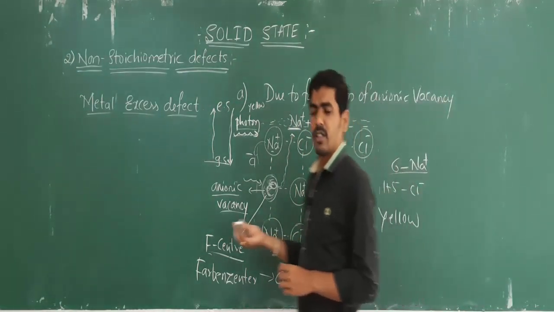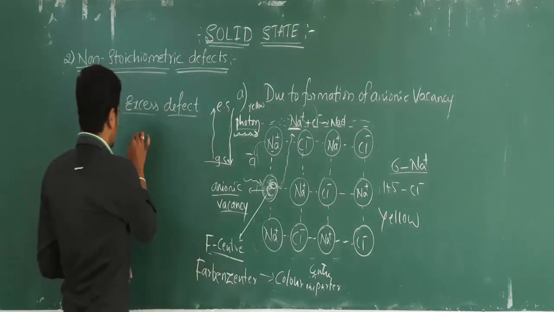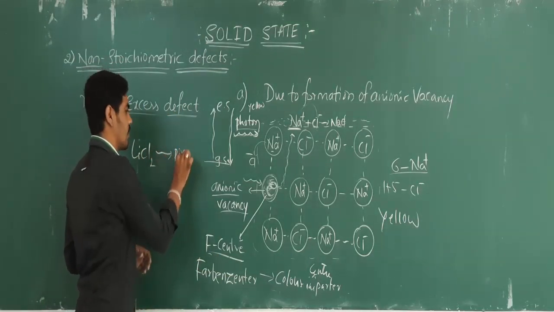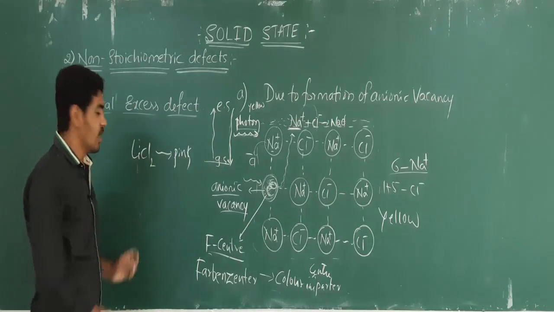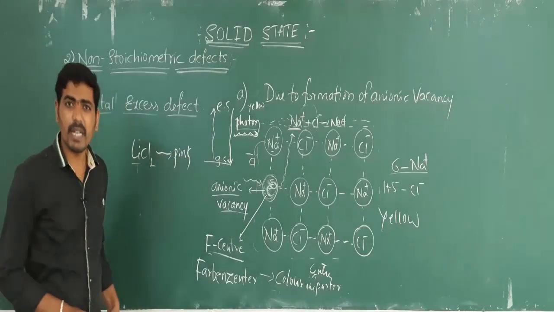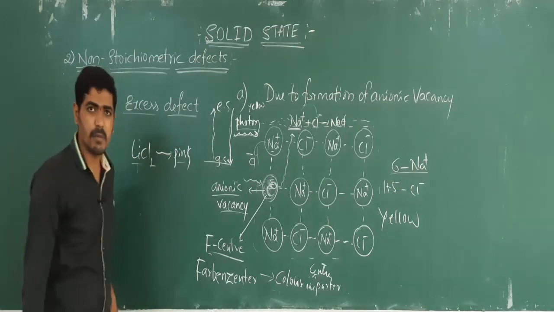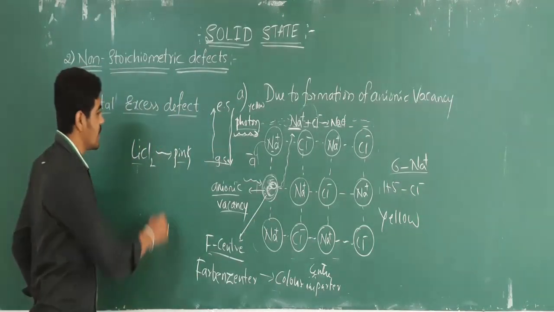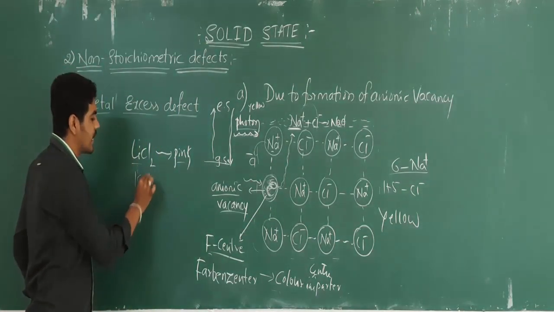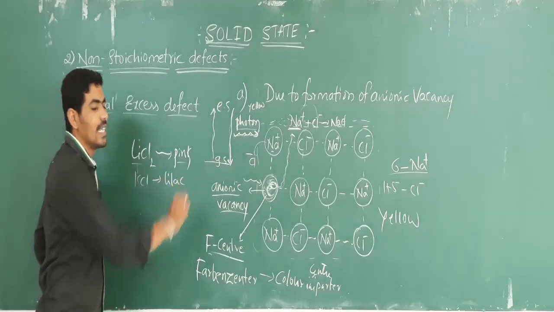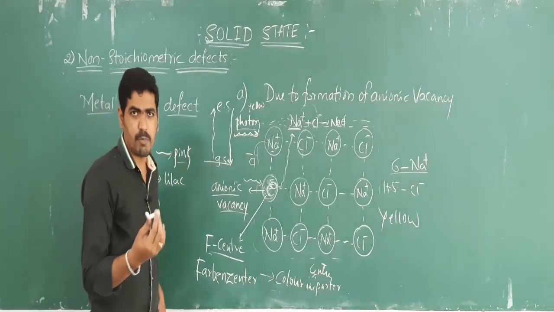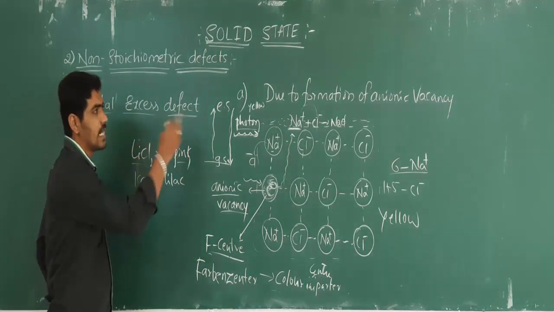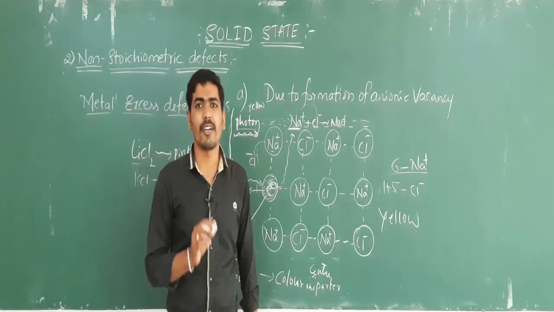You can also give different examples like lithium chloride. When it is heated, it gives pink color. It is because the lithium chloride emits a pink color, and hence the color of the crystal becomes pink. There also the F center is present, and hence it is pink in color. And if you take KCl, it has a lilac or violet type color. So these are some other examples for metal excess defect due to formation of anionic vacancy.